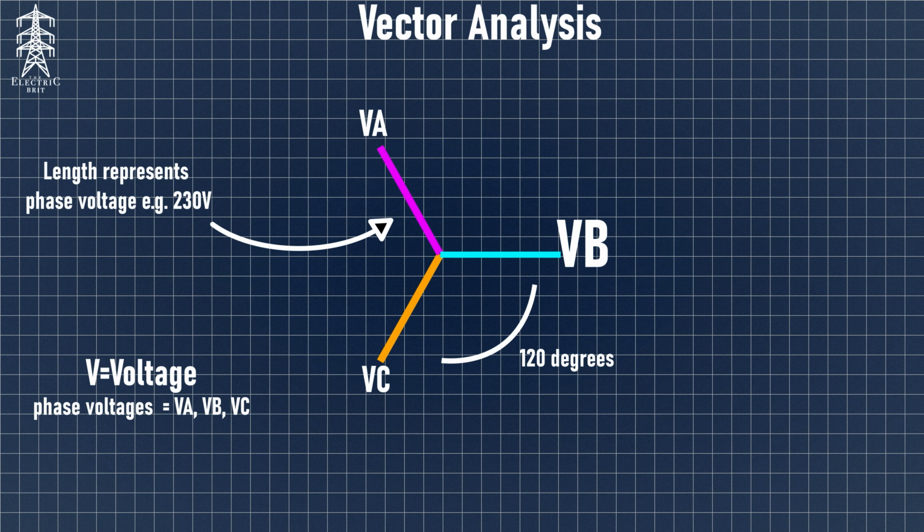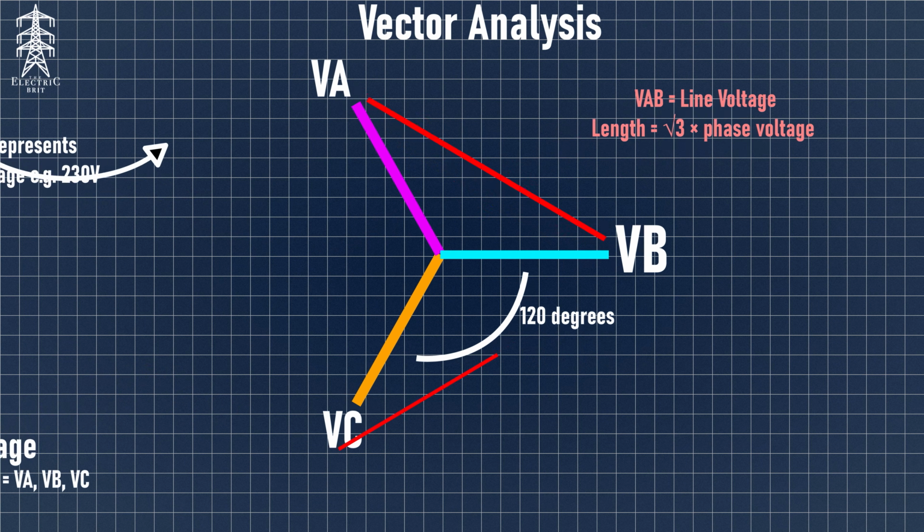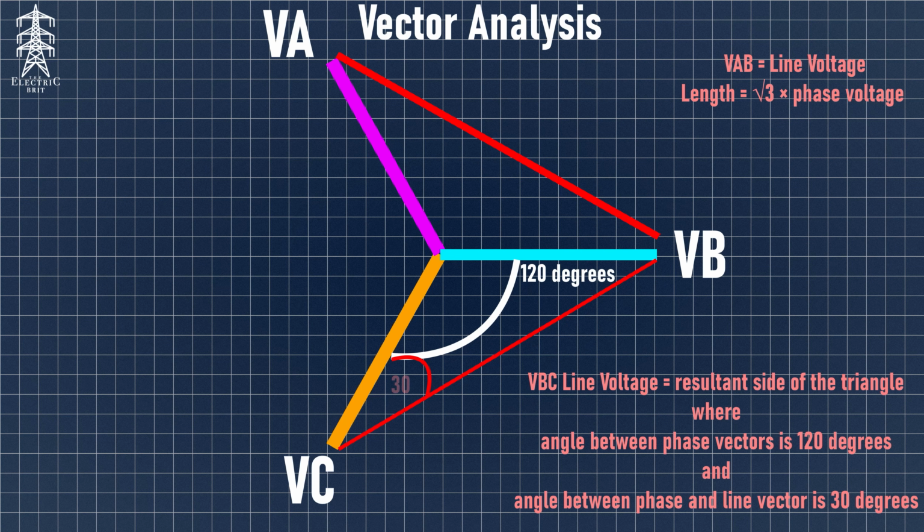voltage, VP. From the diagram on screen, you can see when we draw that line between any 2 of the phase voltages, we form a triangle, with that line we drew being the line voltage. This applies to star-Y connected systems, which are common in distribution.